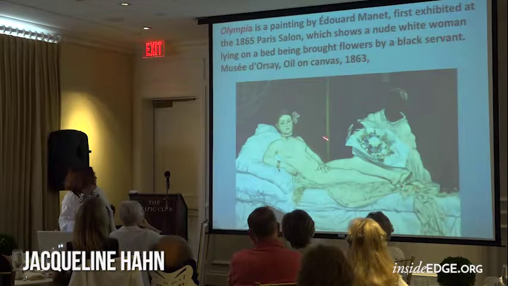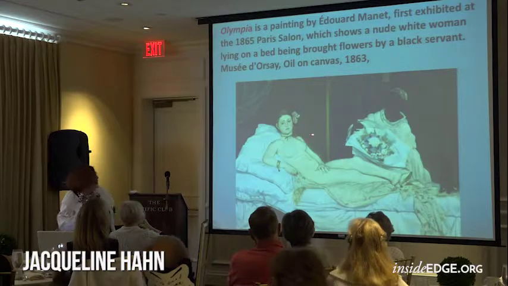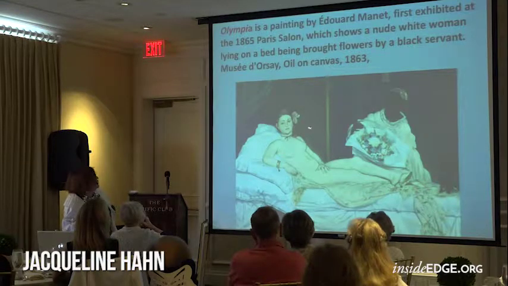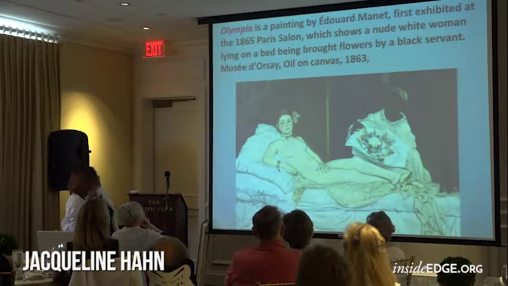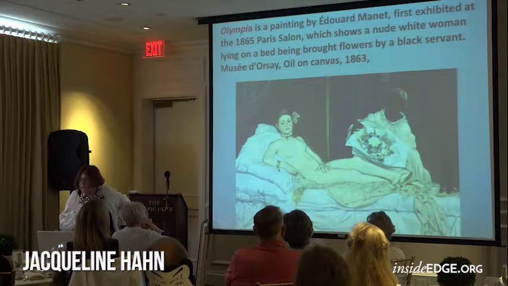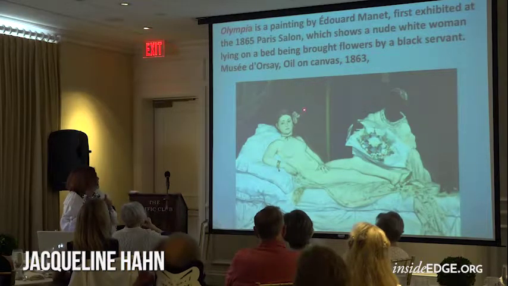Olympia. That's the same woman that was in the other painting. Yeah, it's the same woman. And Olympia, oh my gosh. Here, nude, she's ready to go. She's lying on a bed, and she's brought flowers by a black servant, and this is in the Musée d'Orsay.